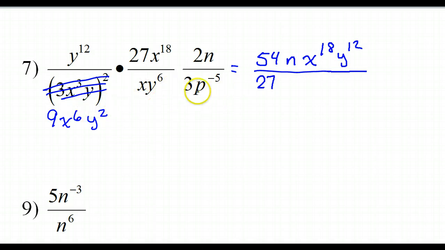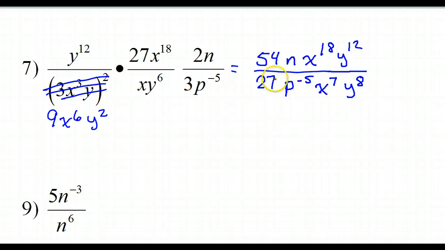Now on the bottom, I don't have any n's, but I have p's. Okay, so I've got p to the negative 5 power. Now x's, I have x to the 6th and x, so that is x to the 7th. And then I have y squared, and I have y to the 6th. So together that makes y to the 8th. All right, so it's easier if you put everything into one fraction. Now, 54 and 27, I'm pretty sure that 27 goes into 54 twice. And in fact, I know that.